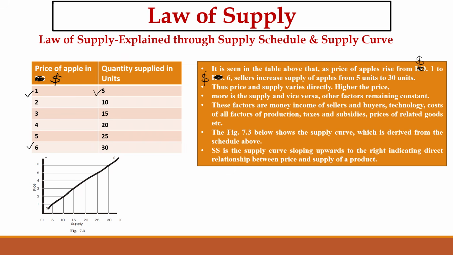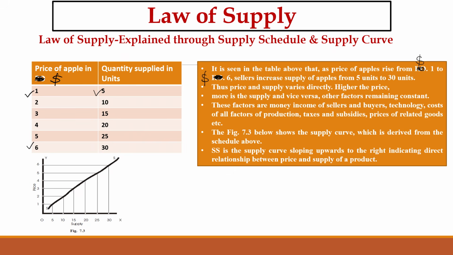Other factors should remain the same. Only price should change. What are the other factors? Income of the seller and the buyer, technology, cost of factors of production, taxes and subsidies, prices of related goods, etc. These are called determinants of supply. This I will be explaining in my next video.